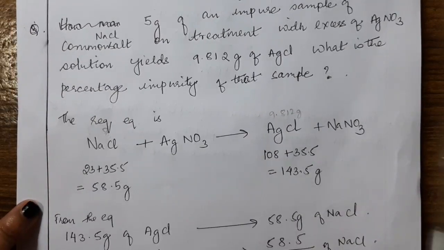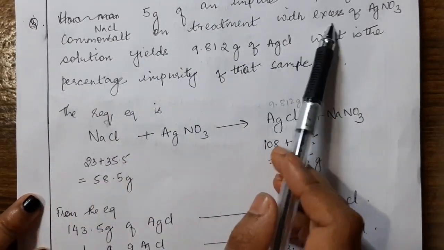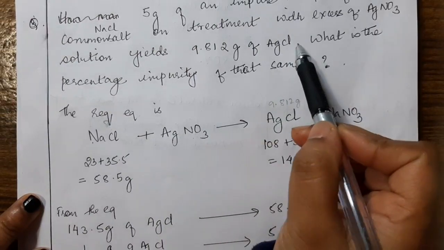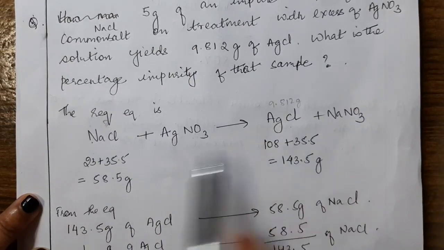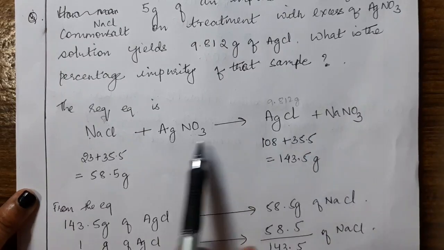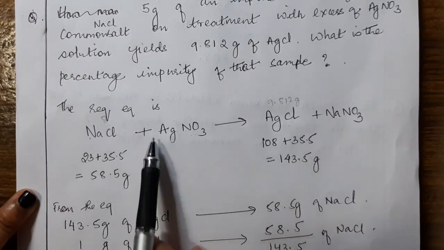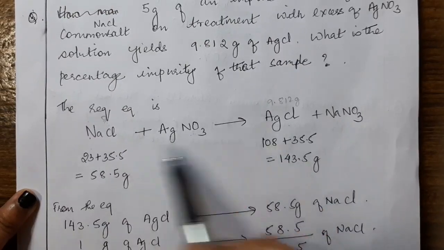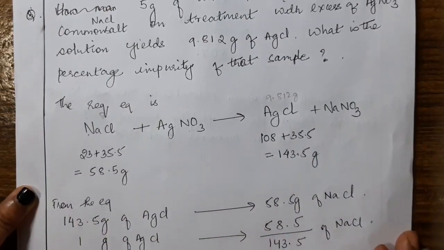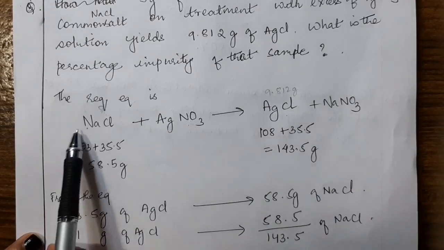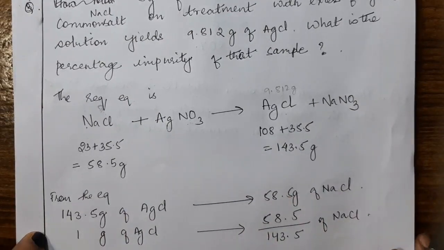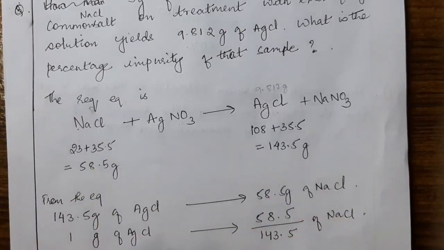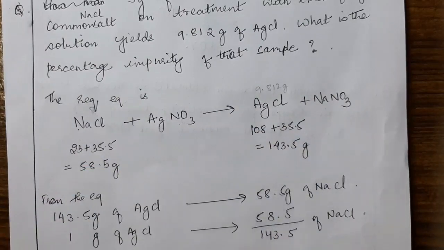So let's try to write the chemical equation. NaCl reacts with AgNO3, NaCl plus AgNO3, giving you AgCl. Till here it's given. Then from the equation you have to figure it out: if one of the components is AgCl, then the other would be NaNO3. So you'll write the chemical reaction, then you'll try to balance it. It's already balanced, so there's no need to balance it. If it's not balanced, then you will balance it. So we got the required balanced equation.